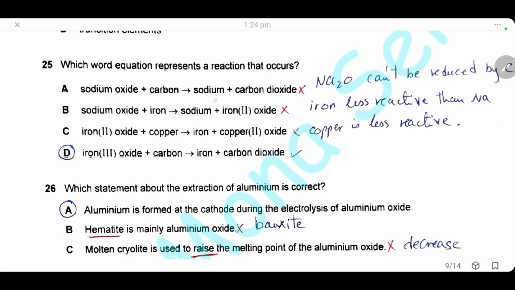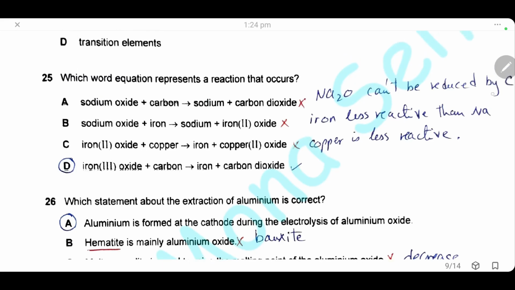Question 25. Which word equation represents the reaction that will occur? Sodium oxide and carbon. Sodium oxide cannot be reduced by carbon, as sodium is above carbon in the reactivity series. It's more reactive than carbon, so it cannot be reduced by carbon. Second one, sodium oxide and iron. Iron is less reactive than sodium, so it will not displace sodium from its oxide. The third one, iron oxide and copper. Also copper is less reactive than iron, so it will not displace iron from its oxide. Finally, iron oxide plus carbon. Iron is below carbon in the reactivity series, so its oxide can be reduced by carbon. Here the answer will be D. D is the only equation that can occur.